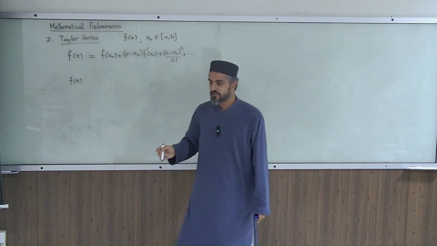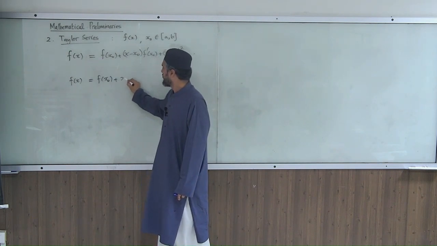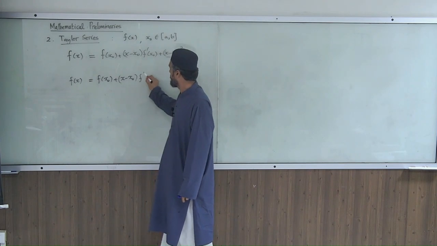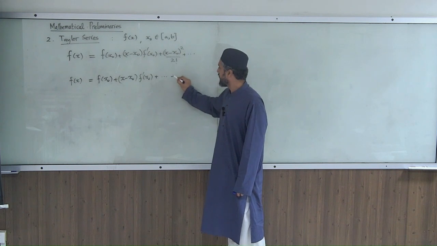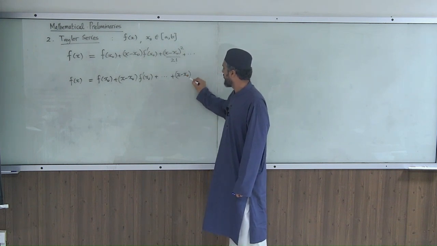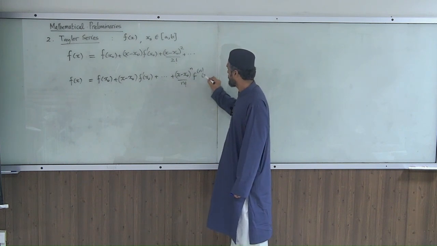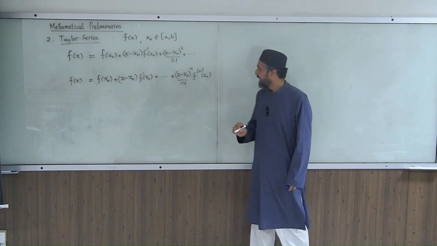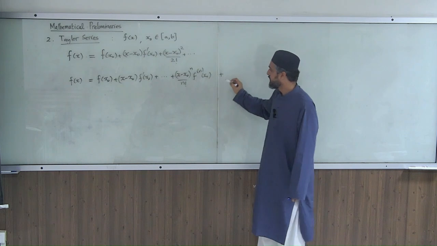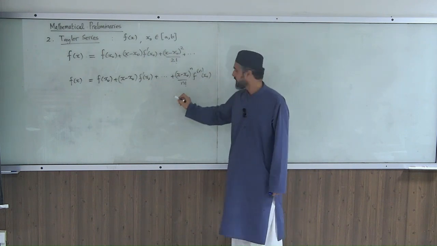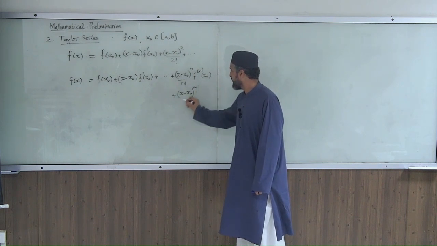So what is a finite representation of a Taylor series? It is f of x naught plus x minus x naught, and it will continue like this, plus x minus x naught to the power n over n factorial, times the nth derivative at x naught. And it comes with an error. So there is an error term. Let me write it over here. It is x minus x naught to the power n plus 1.